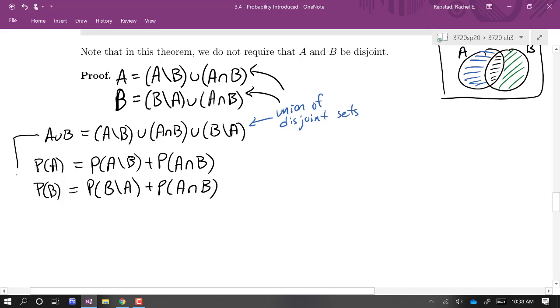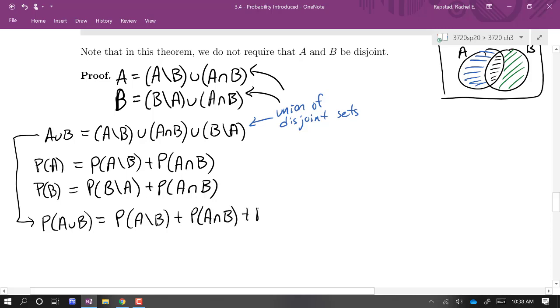Now I'm going to take this line here for the A union B, and again apply that same theorem. Because that's a union of disjoint sets, I know that the probability of A union B is probability of A set minus B plus the probability of A intersect B plus the probability of B set minus A.